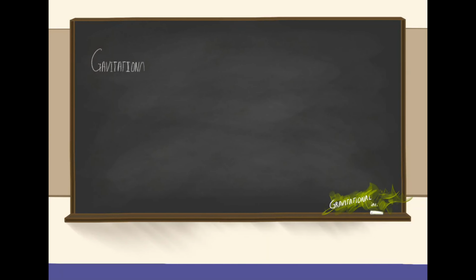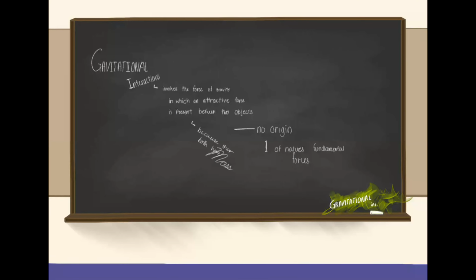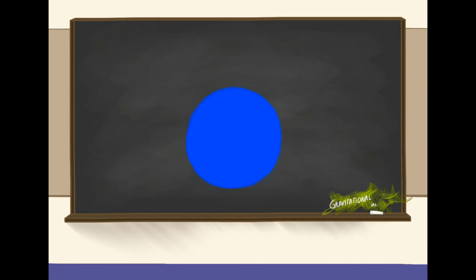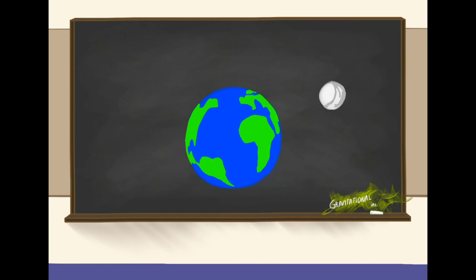Gravitational interaction is an interaction involving the force of gravity, in which an attractive force is present between two objects simply because they both have mass. Gravity is a force with no origin that is one of nature's fundamental forces. Examples of gravity include the falling of an apple from a tree and the attraction between the sun and the earth, as well as the attraction between the earth and the moon. Essentially, in the universe, every object is pulling on each other.